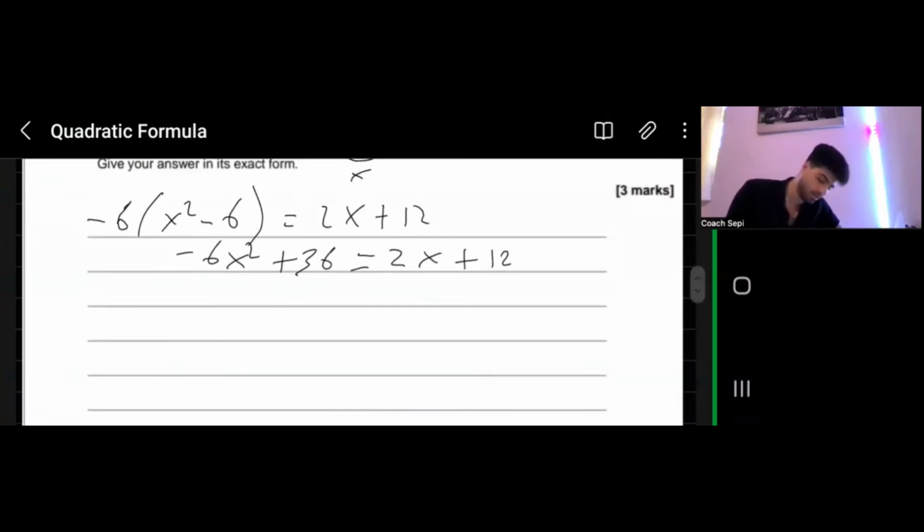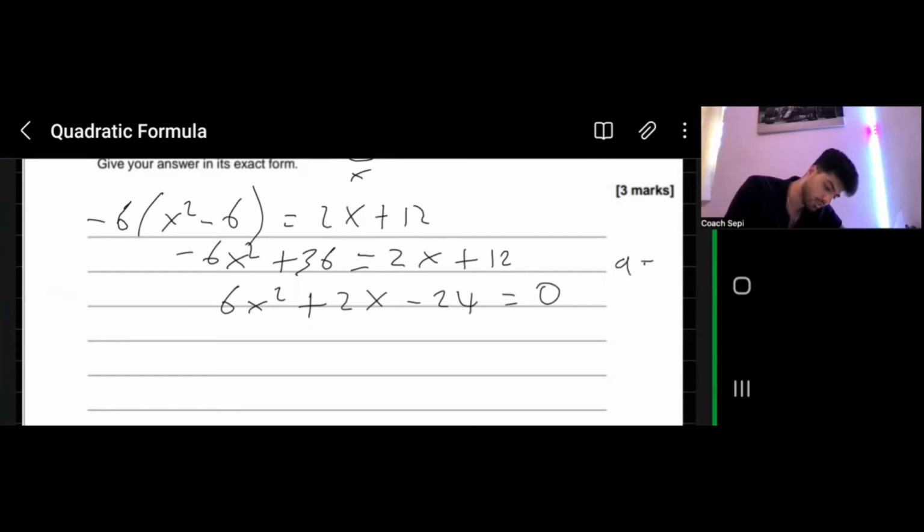Then we collect like terms. So we're going to move the minus 6 x squared to this side and the 36 to this side. So we're going to have 6x squared, because we plus 6x squared to the right side, plus 2x, and we're going to move the 36 to that side by doing minus 36. So we'll have 12 minus 36, which is minus 24. And now we have our equation in the right form.